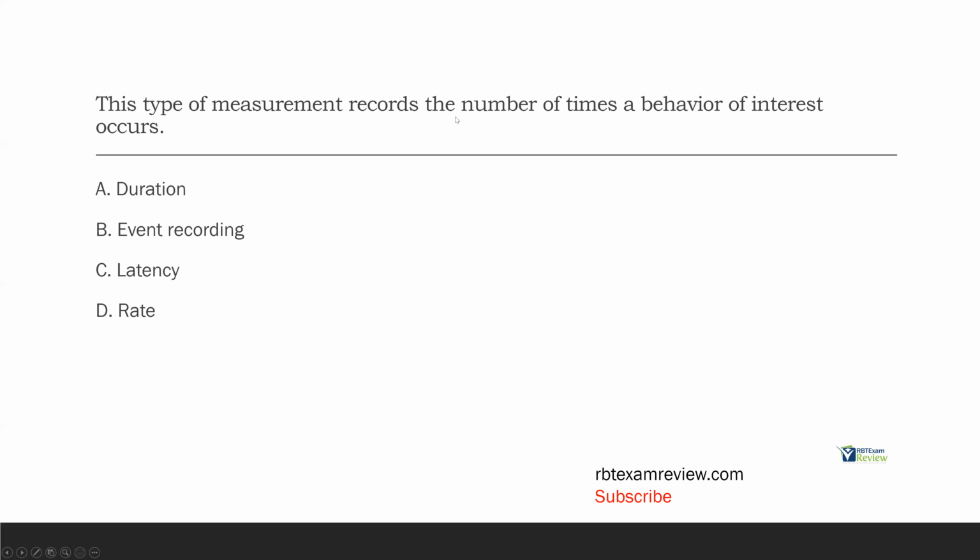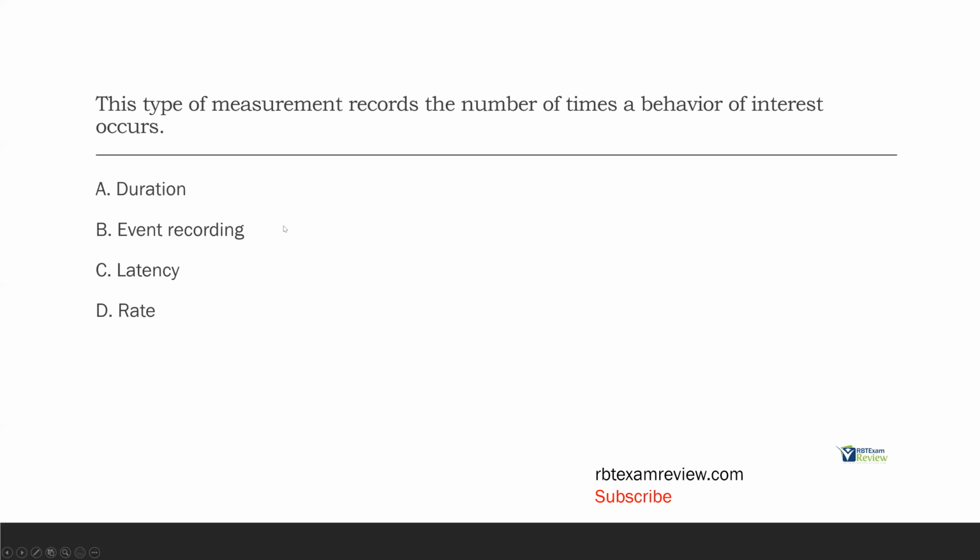This type of measurement records the number of times a behavior of interest occurs. Again, slightly tricky question. Now, if we were to try to predict the answer choices, which we should when we're studying, what type of measurement would record the number of times a behavior occurs? Well, immediately you should think frequency, because frequency is simply a count of how many times behavior occurs. However, if we look at our answer choices, we don't have frequency. We have duration, event recording, latency, and rate.